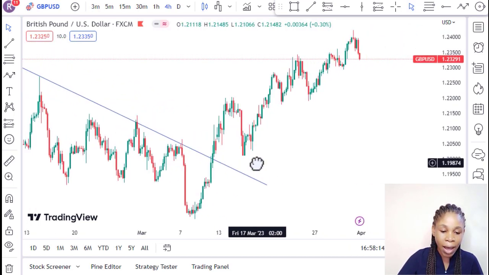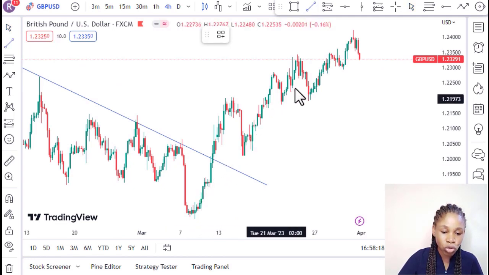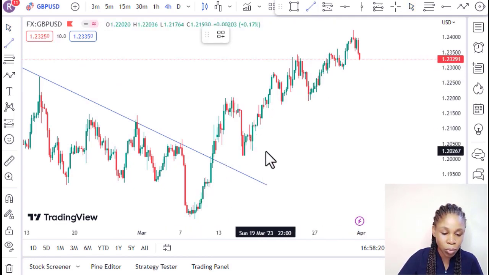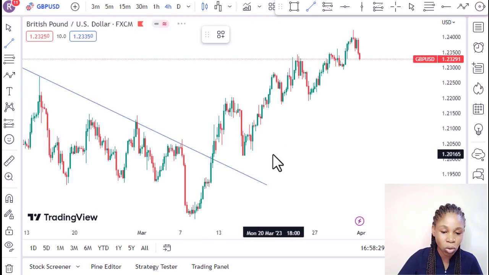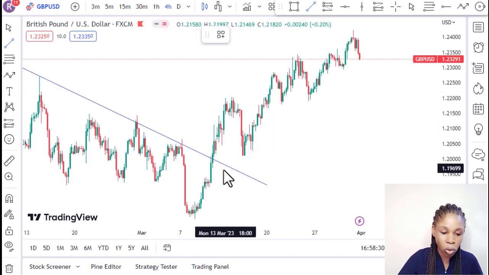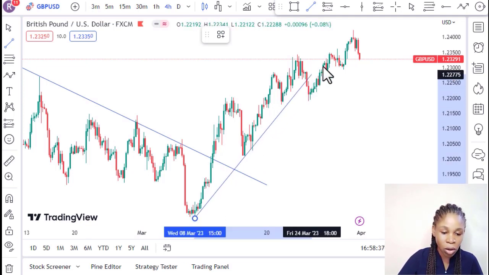Then clearly we can see the market started forming a new trend, which is an uptrend like we previously identified. And then what do we do? How do we draw the trend line? In an uptrend you connect the lows, and in a downtrend you connect the highs. So I'll just go ahead and pick this from here.